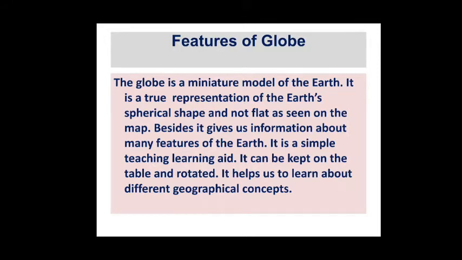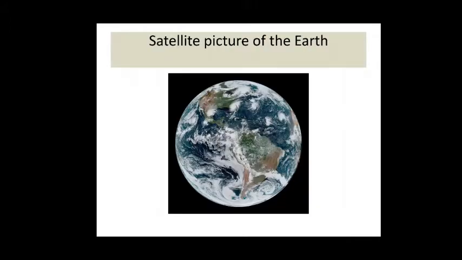So what are the features of globes? The globe is a miniature model of the earth. It is a true representation of the earth's spherical shape and not flat as seen on a map. Besides, it gives us information about many features of the earth. Northern hemisphere, southern hemisphere: why do we call the northern hemisphere the land hemisphere, and the southern hemisphere the water hemisphere? Latitudes, longitudes, all this information only a globe can give us. That is the main feature.